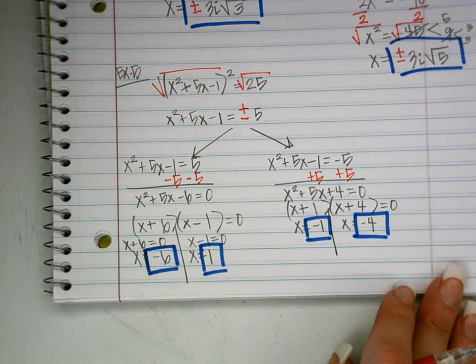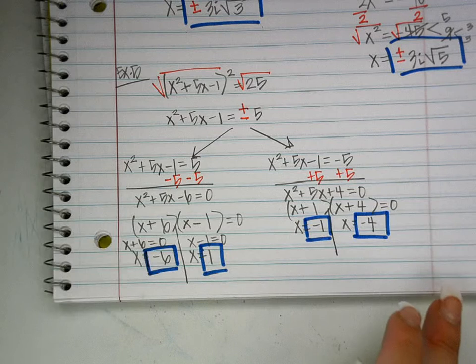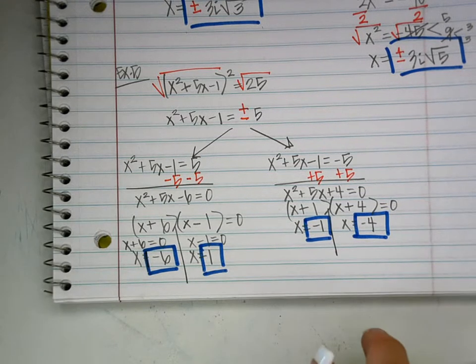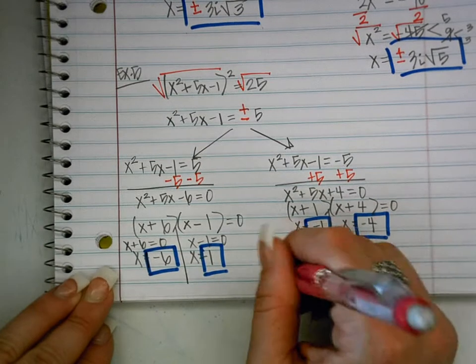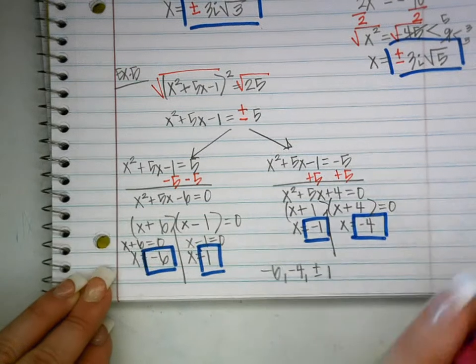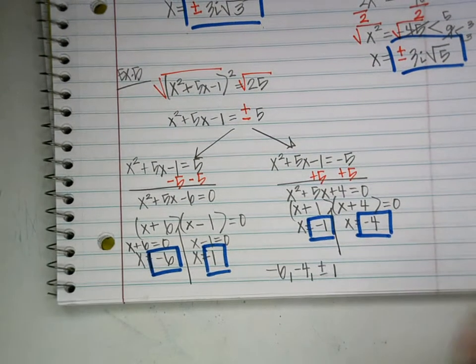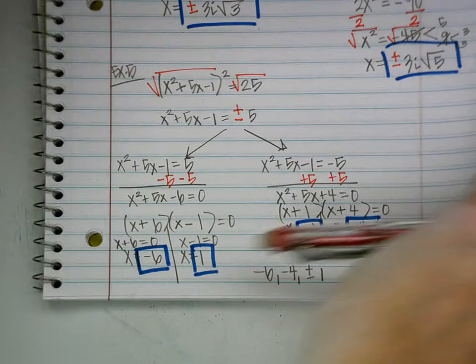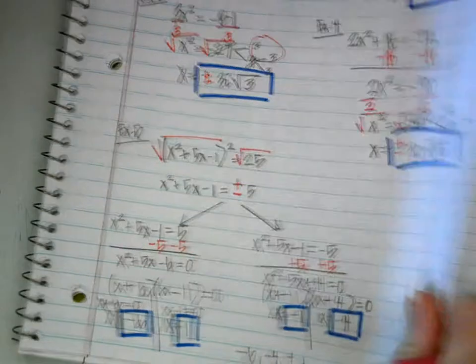Yes? No, because -1 is different than +1. If you wanted to simplify this, you could write -6, -4, and then plus and minus 1, if you wanted to be even more simple. This is a +1, not a negative. Yeah? Good.